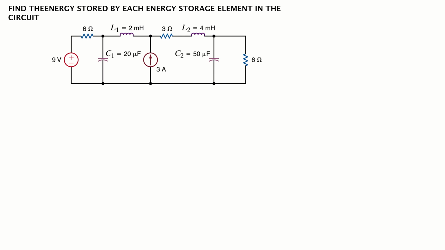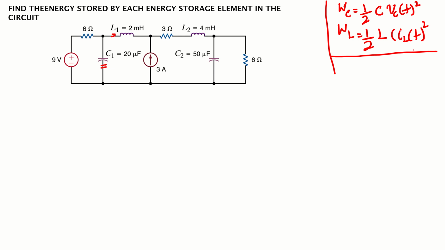So the question here is: find the energy stored by each energy storage element in the circuit. If we have such a circuit, remember we need to find the energy. The energy storage elements in this circuit are two, a capacitor and an inductor. For the capacitor, the energy stored is half C times the voltage drop across the capacitor squared. And the energy stored in an inductor is half L times the current flowing through the inductor squared. These are the basic formulas to calculate the energies.